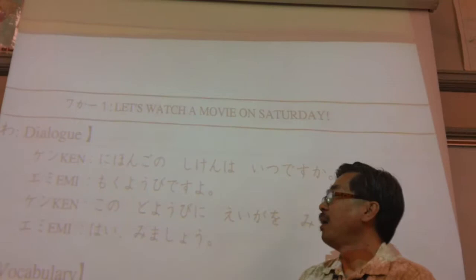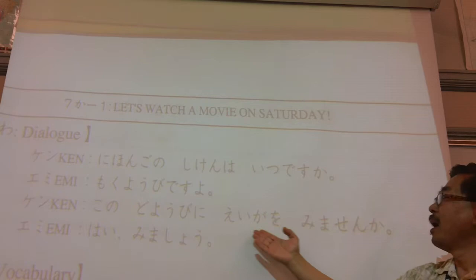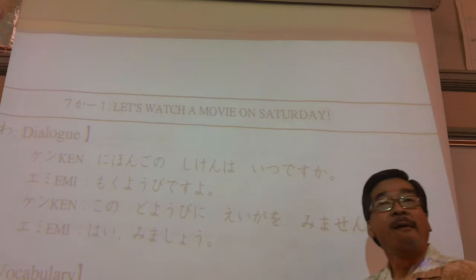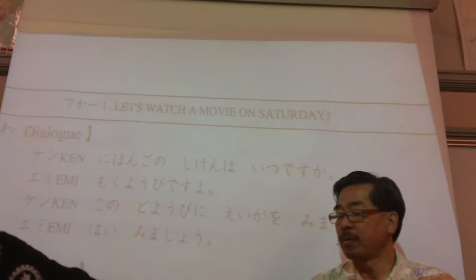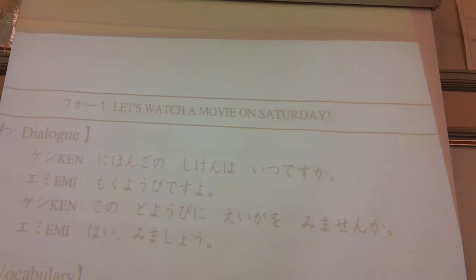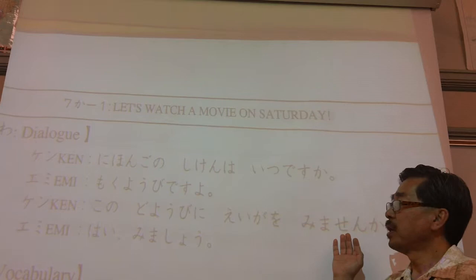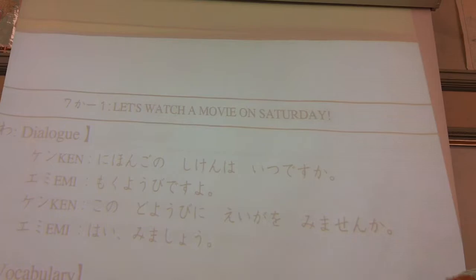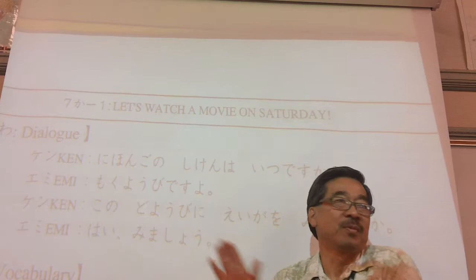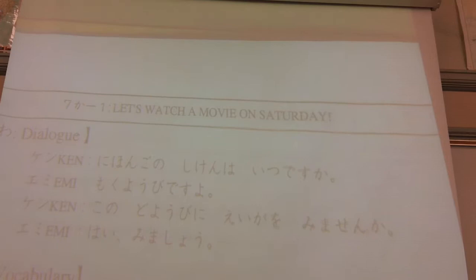この土曜日に映画を見ませんか? What does it mean? この土曜, this Saturday. Okay? この土曜日に映画を見ませんか? So, would you like to watch a movie this Saturday? はい、見ましょう。Yes, I want to watch. Let's watch. Yes, let's do it. Good. Then, move on next.